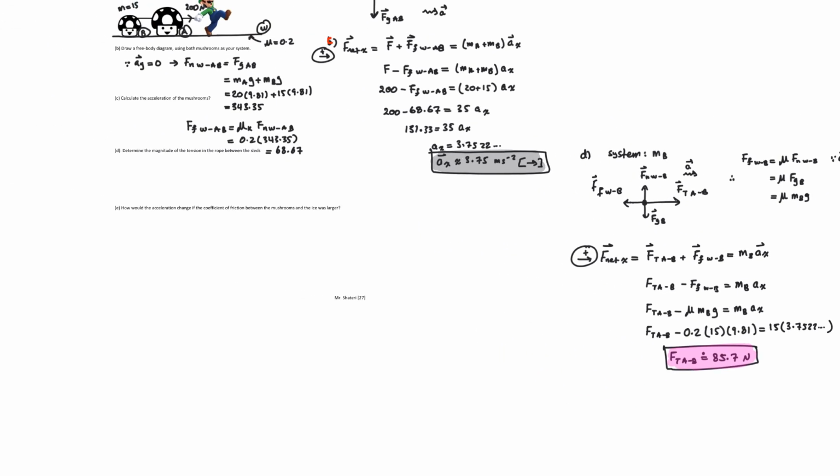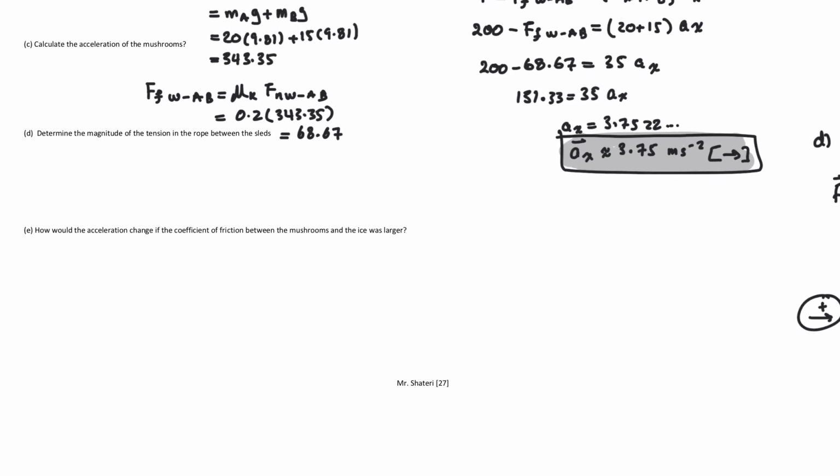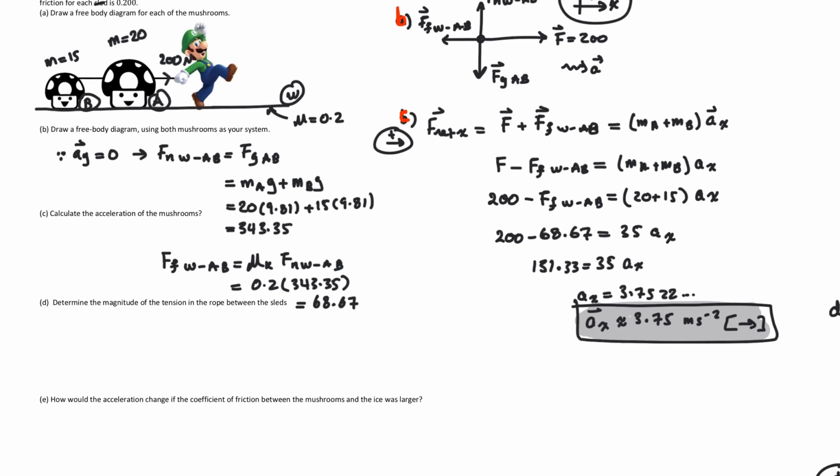All right, the last part of this question says, how would the acceleration change if the coefficient of friction between the mushroom and ice was larger? Well, let's look at this and I'll explain it. We have the force of 200 newtons acting in this direction. As soon as the coefficient of friction here is increased, the total force of friction acting on the two mushrooms also increases. If that's the case, that would mean that the net force acting on the two mushrooms will decrease.